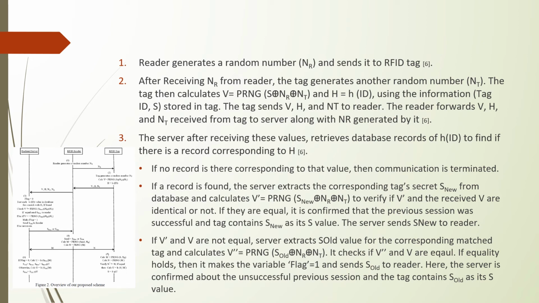The V takes input: V basically comes from a pseudo random number generator with a seed value and those two random numbers. At the same time, the hash of the ID is also calculated using the information that's stored in this tag. Then the tag sends all of this information to a reader, and the reader forwards it to a server along with the random number generated by the reader.